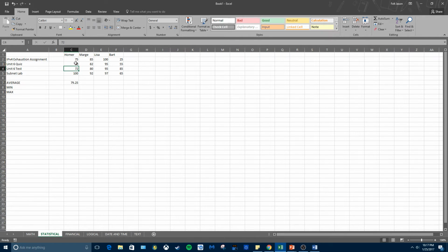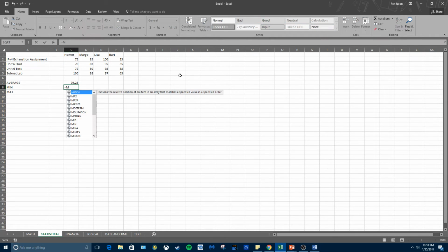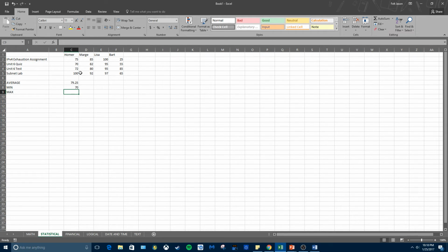Okay, all right, then we got your min. So this calculates your smallest amount in this range, okay, which is 70. But I want to be able to use a formula. So equals min, parentheses, select, enter, 70. The max, 100, equal max, 100. Okay, I could do this again for Marge.